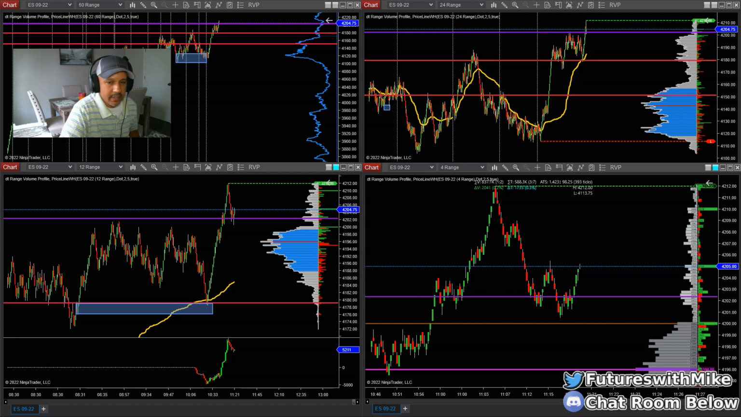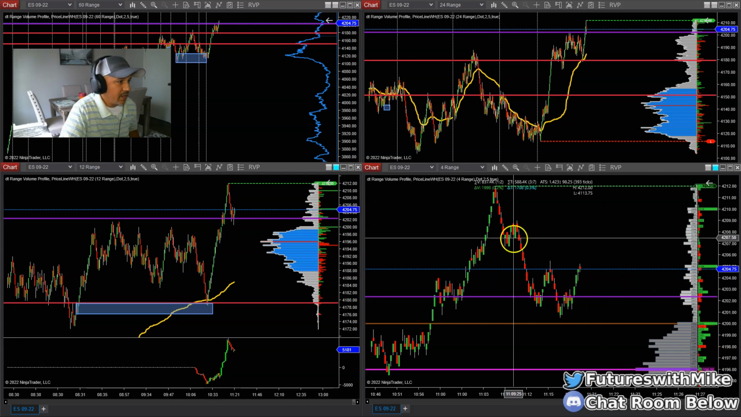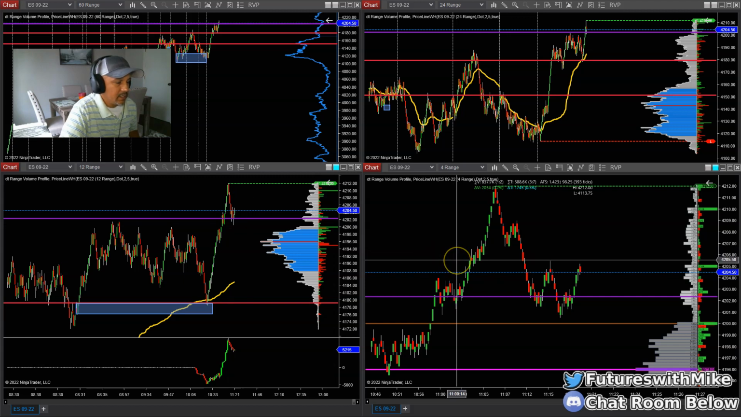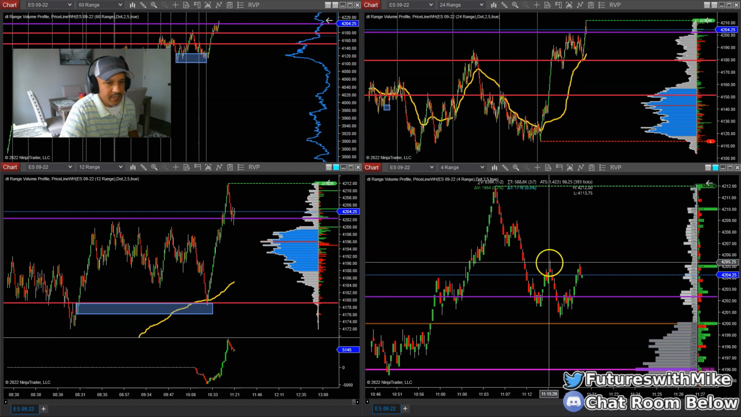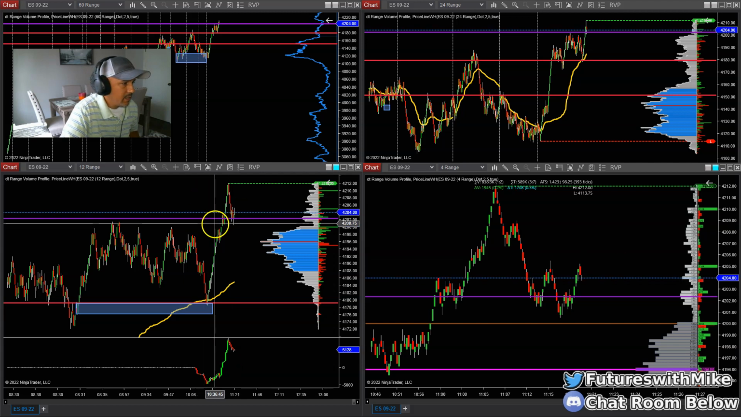All right, let's see if it breaks here. I really like to see a break and then a pullback, but the distance between the break of 4205 and a half and 4208 and a half is only about 3 points there. So I don't know if I'm going to be able to get into a decent trade. I don't know about that one.